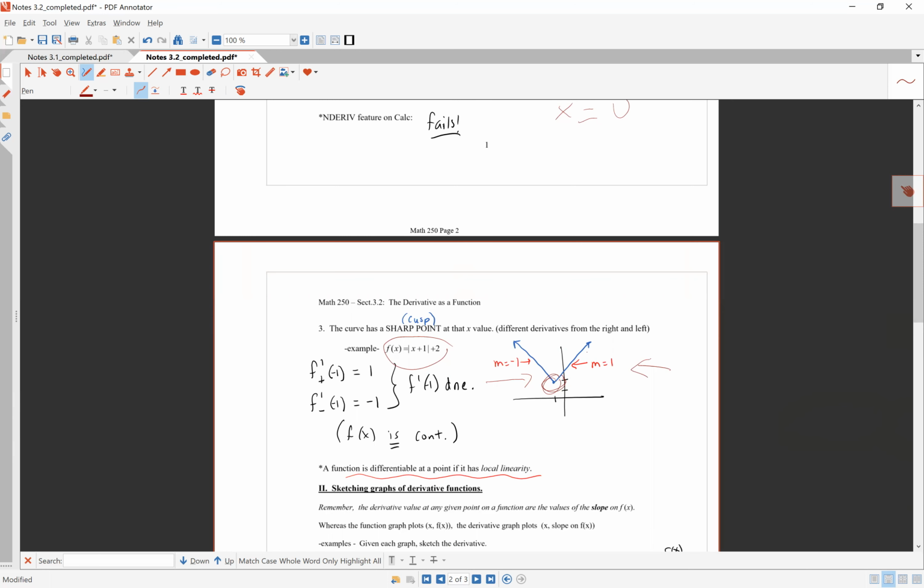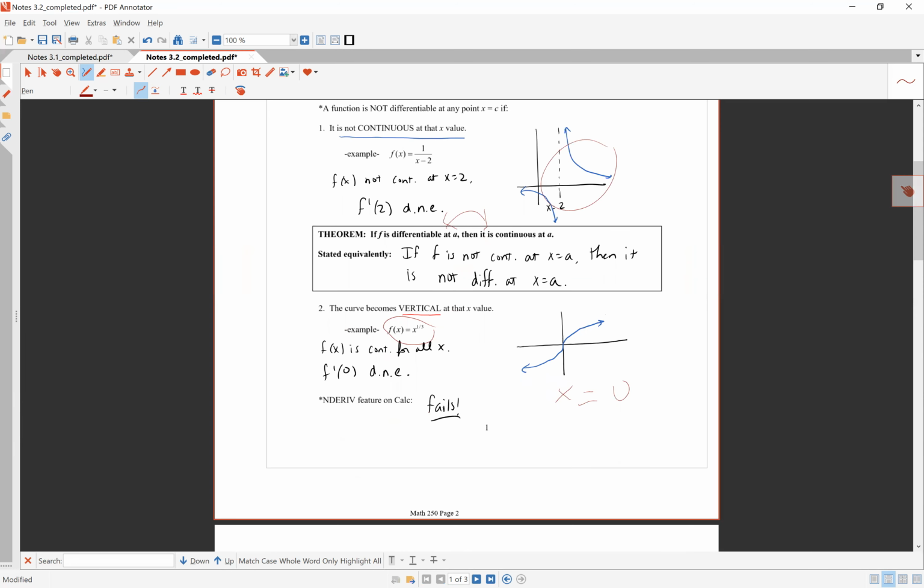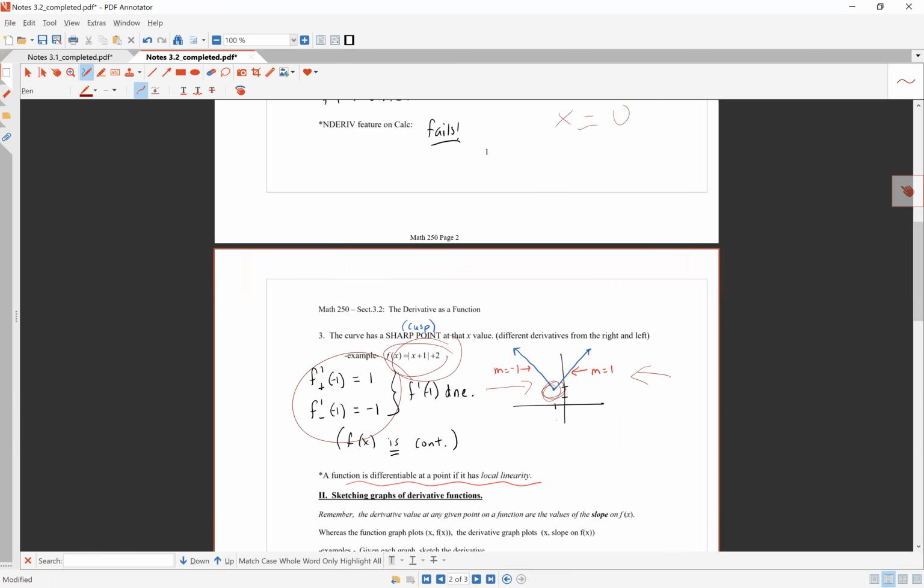So if you look at this function, f of x equals the absolute value of x plus 1, plus 2, you see that the limit of the difference quotient from the left and the right are different. So the derivative doesn't exist there, but it is continuous. So let's go back up here. We learned these really great facts. If f is differentiable at a, then it's continuous at a. If f is not continuous at a, then it's not differentiable at a. But you cannot make the claim that if f is continuous at a, then it's differentiable at a. And here's a perfect example: continuous at x equals -1, not differentiable at x equals -1.